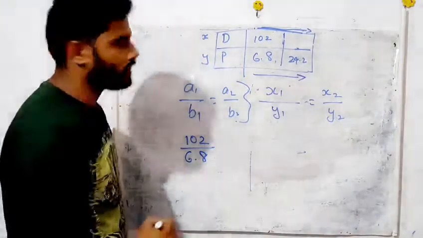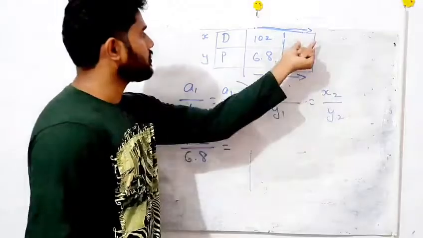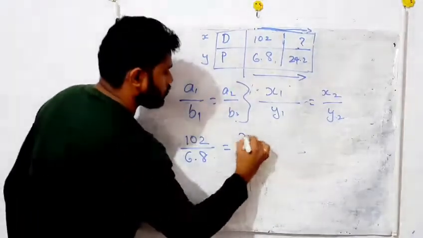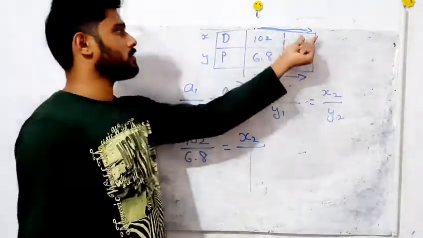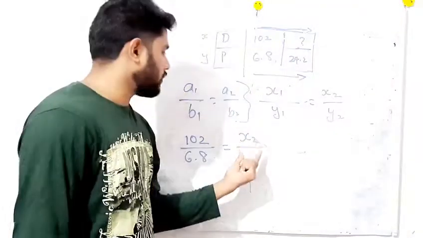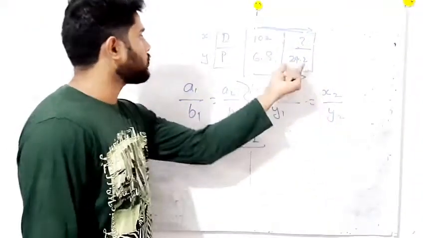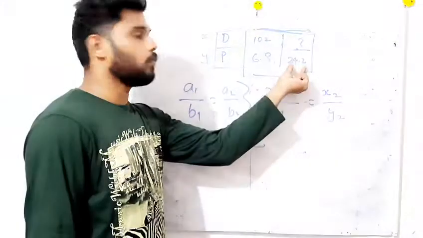6.8. Clear? Which is equal to x2. x2 means this one, we don't know. Sorry, that is not petrol. This is distance. How much distance will it cover? x is distance. That's why x2 we don't know, that's why I wrote here x2. And y2. In the place of y2, what is y? y is here petrol. y2 how much?